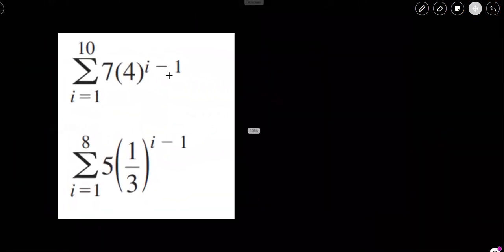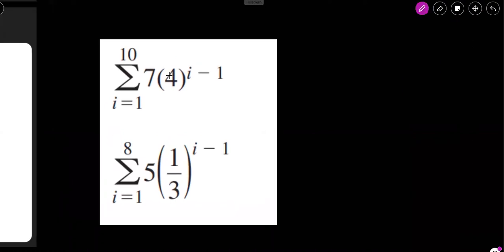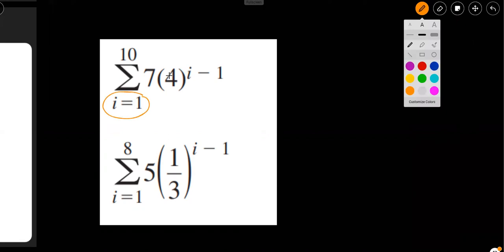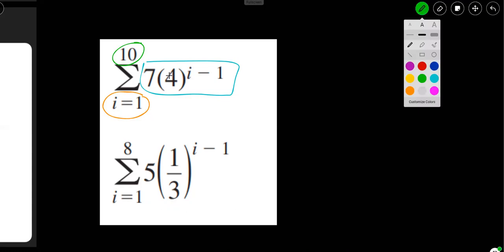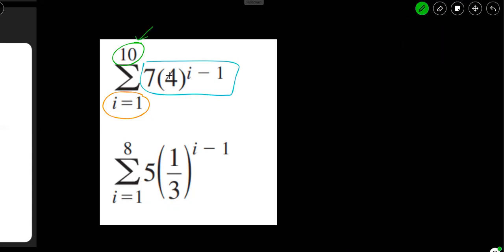So this comes together very quickly because there's not a lot of stuff that we have to do. We already have a lot of information. If you look at this summation notation, I'm starting at 1, I'm going to 10, and my rule is 7 times 4 to the i minus 1 power. This tells us everything we need to know. Since I'm starting at 1 and going 1 through 10, there are 10 terms in the sequence that we're going to add together. So I know that the sum I'm going to be trying to get is S10.